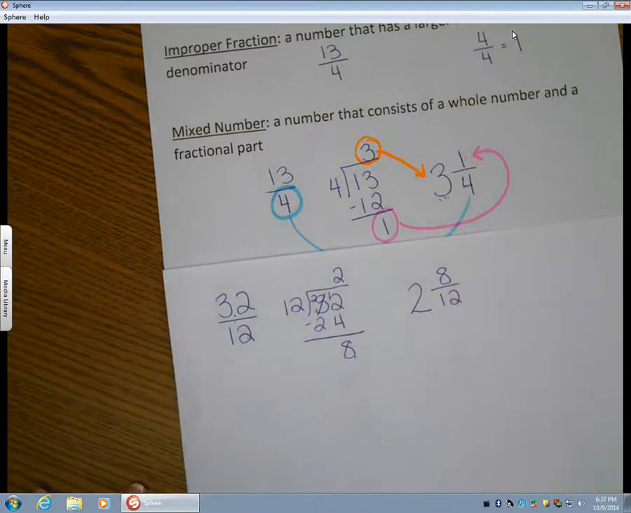Do you feel confident with this skill? If you do, try and play one of the games on the website. If not, I'd go back and watch this video again, trying to solve these problems along with me.